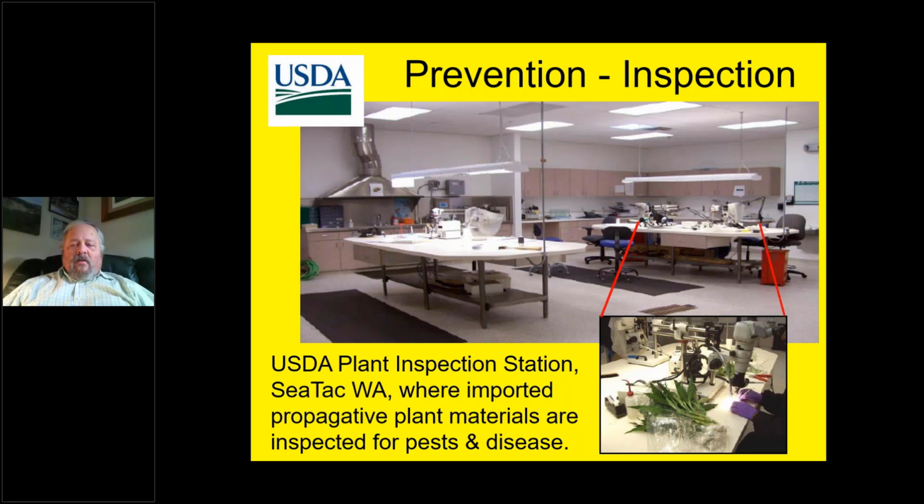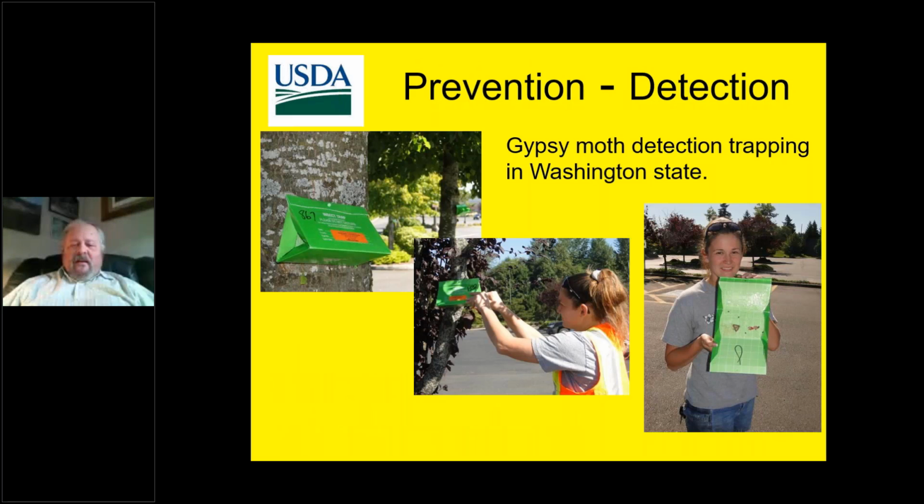Prevention also, of course, takes the form of detection, and a lot of that is done through trapping. And here in the state of Washington, we have a very well-crafted, well-oiled detection trapping setup that has been very successful over the last 40 years in helping keep out the gypsy moth, for example, from becoming established.